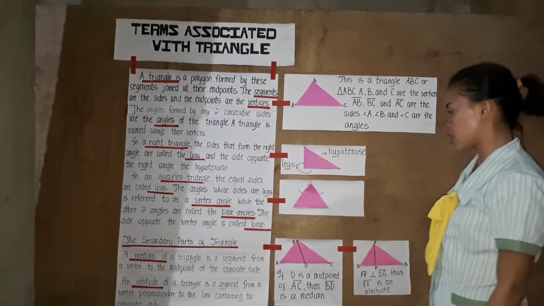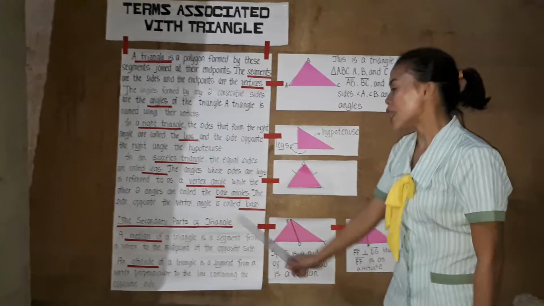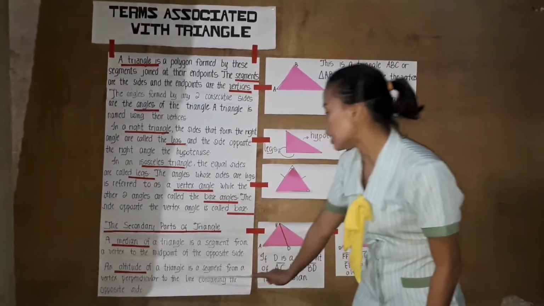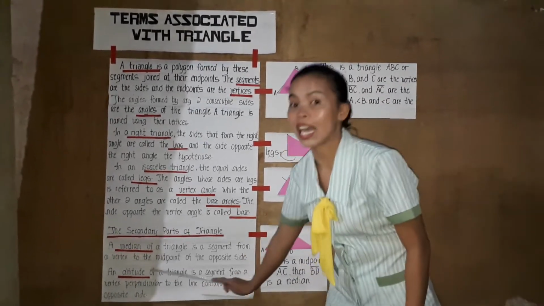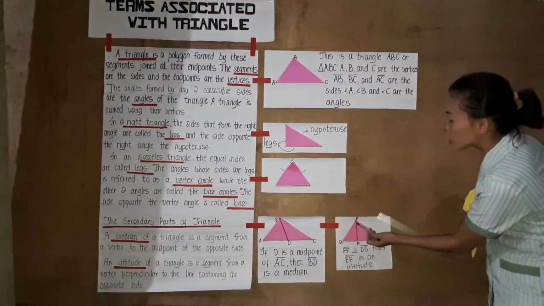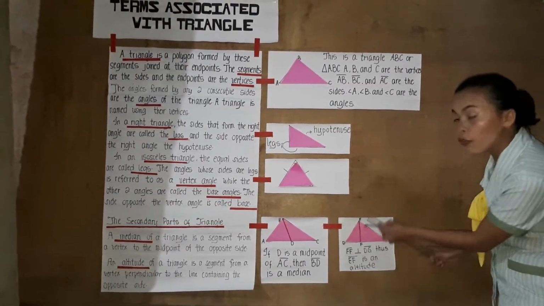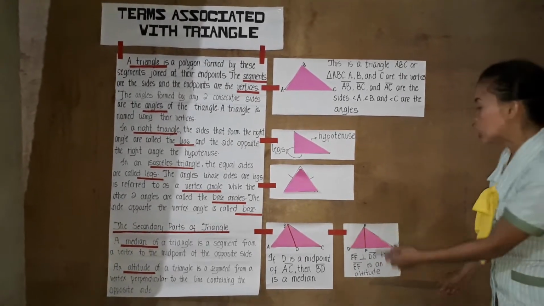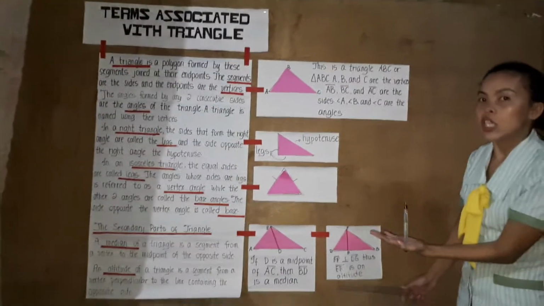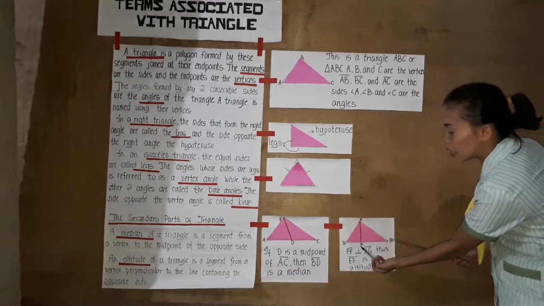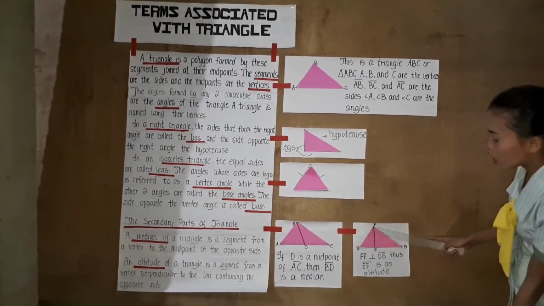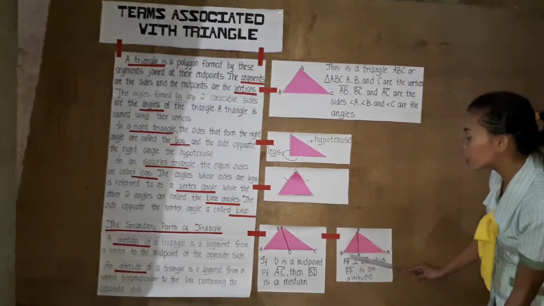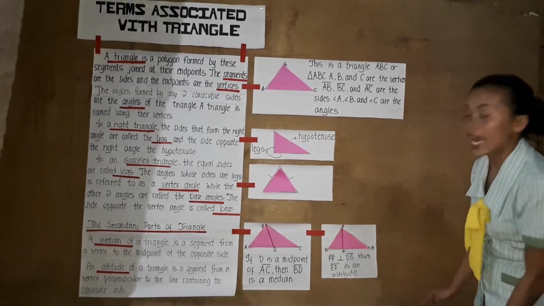Catch up? Okay, so how about an altitude? An altitude of a triangle is a segment from a vertex perpendicular to the line containing the opposite side. So from the vertex to the opposite side, you form a perpendicular. So what do you mean by perpendicular? Perpendicular means you form 90 degrees. So if EF here and DG, if EF is perpendicular to DG, thus EF is an altitude.